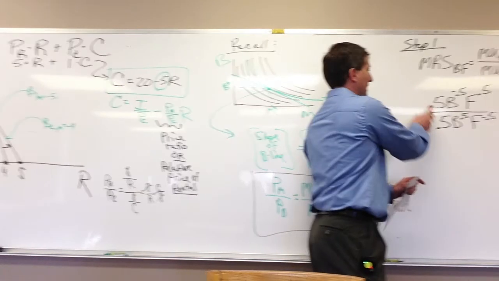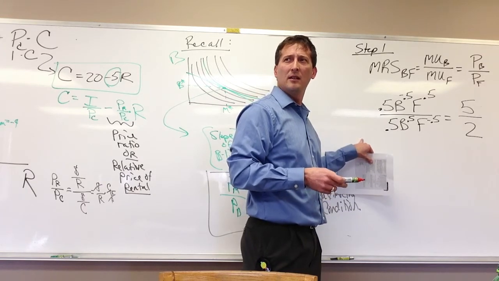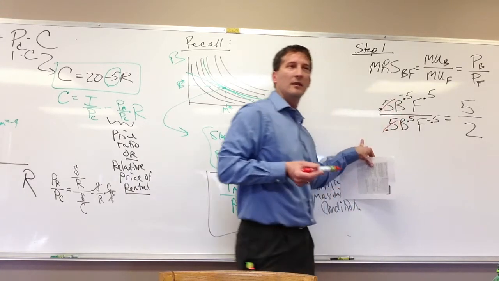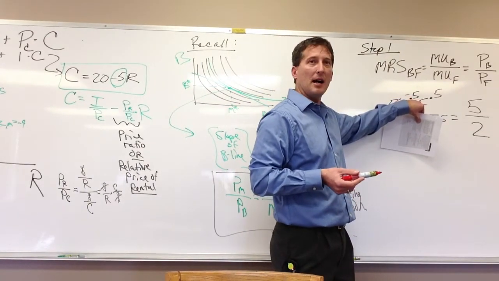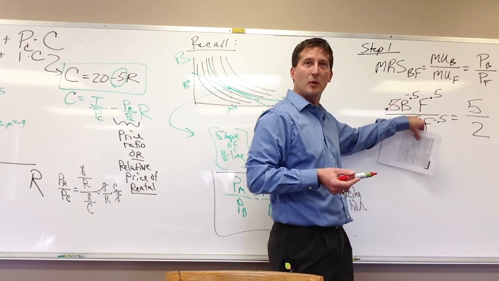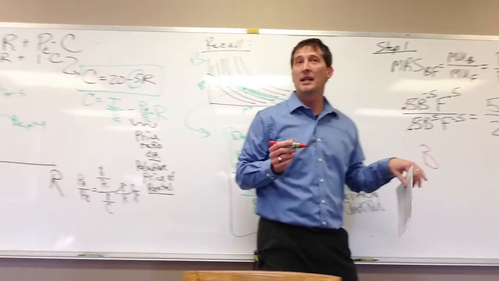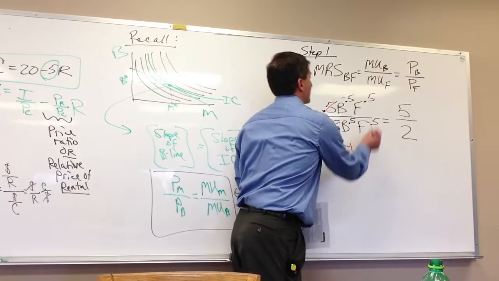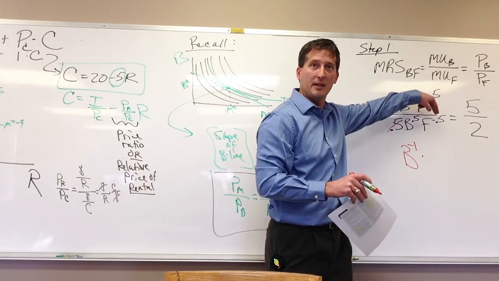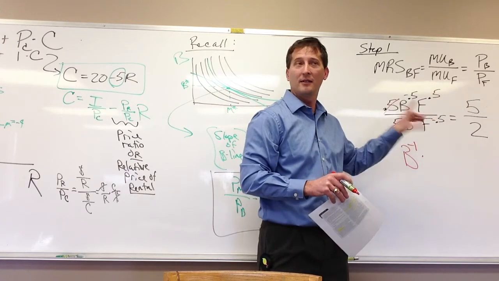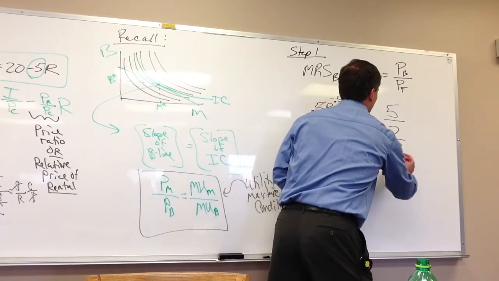So first of all, let's take care of this little guy up front. What happens to the little 0.5? Cancels. It's gonzo. So then we've got B to the negative 0.5 minus 0.5 equals B to the what? B to the negative 1 times F to the 0.5 minus negative 0.5 gives me F to the 1 power equals 5 halves.